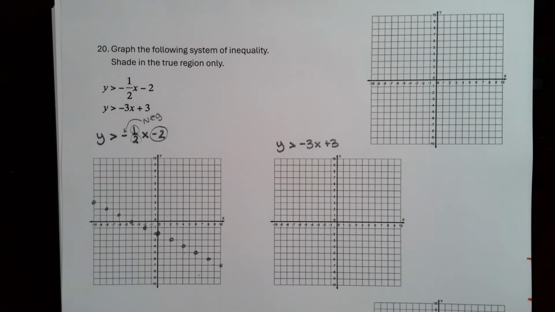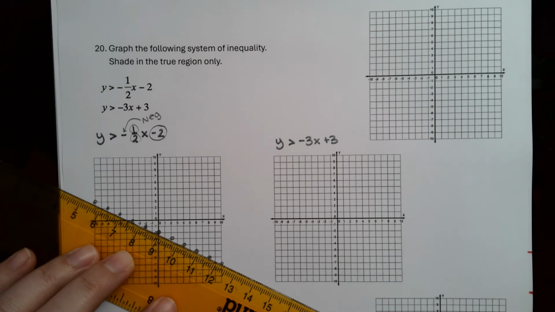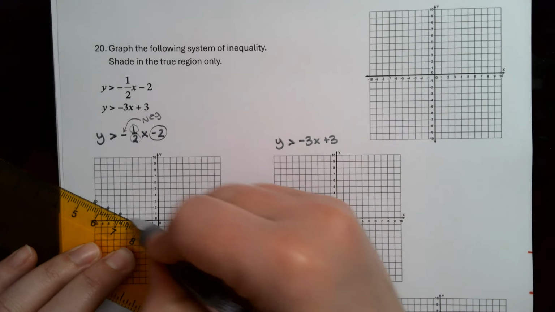You're going to pick up your ruler, you're going to connect. Place your ruler slightly below or above your points, and we want to extend it past the given points.